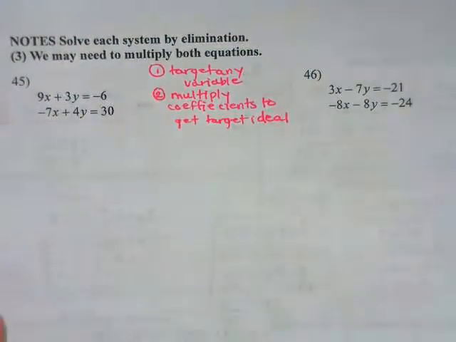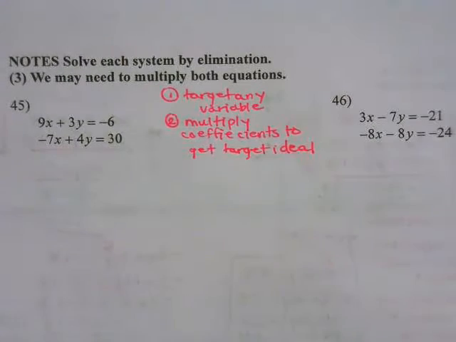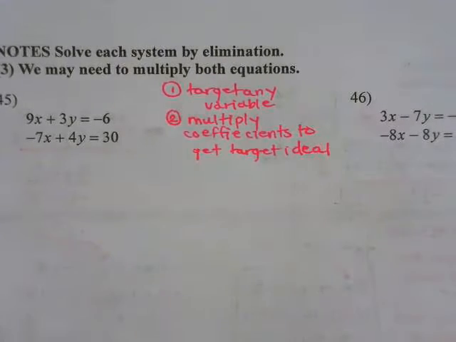And then I'm just going to put 2 steps over here because after these 2 steps, it's going to be very similar to what we've done last round. You're going to target any variable and then multiply coefficients. The coefficients are the numbers in front of the variables. You're going to multiply the coefficients to get the target ideal.